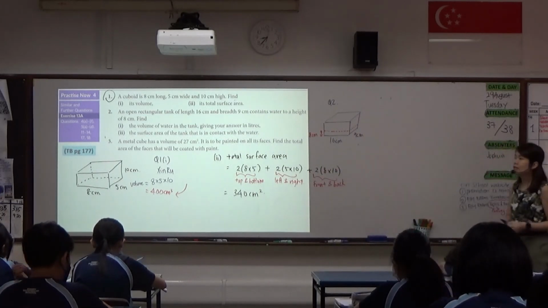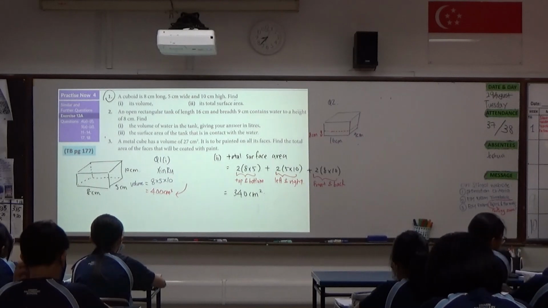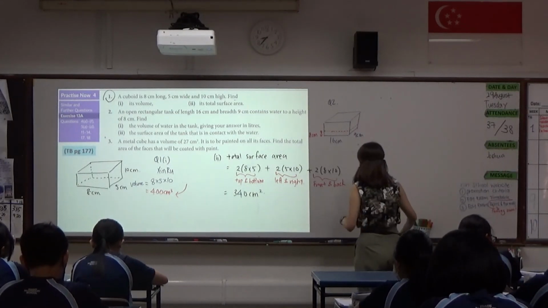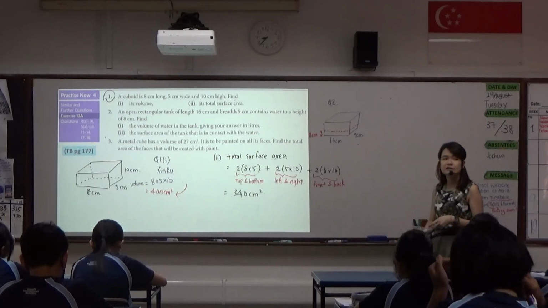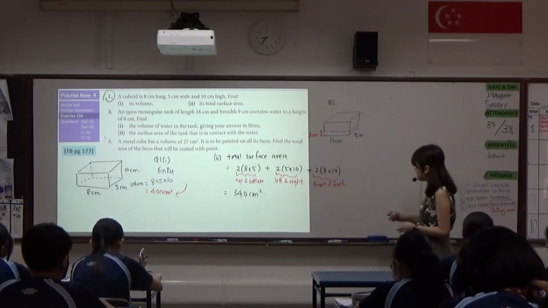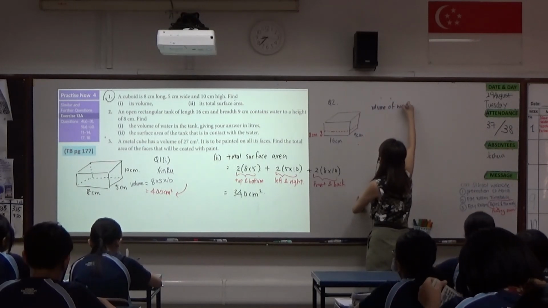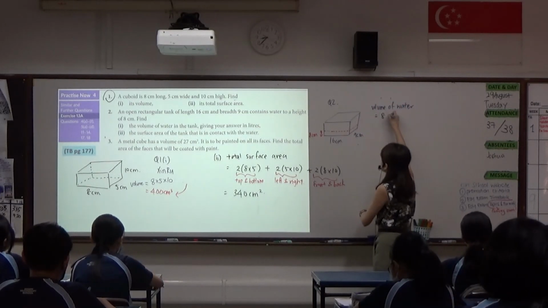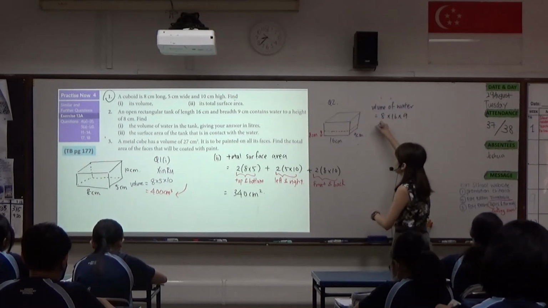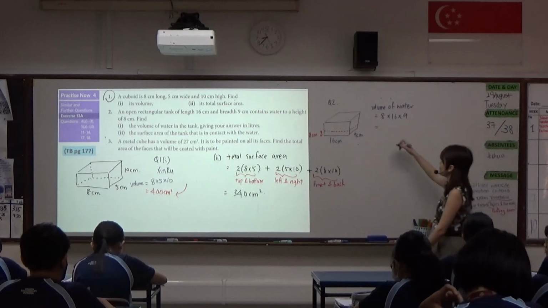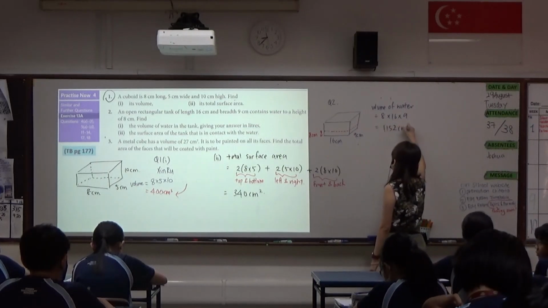We want to find the volume of the water in the tank, giving our answer in liters. Since our units are all in cm, let's find the volume in cm cubed first. So volume of water equals 8 times 16 times 9, and that will give us 1152 cm cubed.